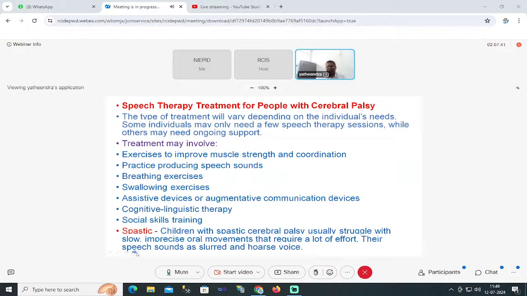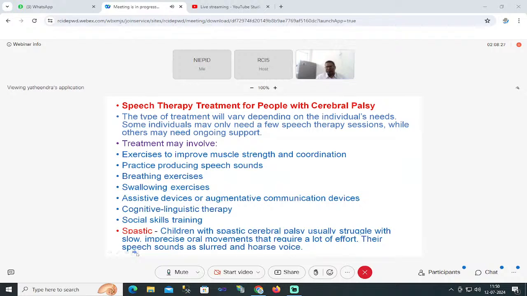Then swallowing exercises. Digital manipulation can be applied for swallowing exercises, and for persons with hypertonia, for example male children at adolescent age, who may speak with a high pitch or female pitch voice. That can be treated with digital manipulation as well as other techniques. Digital manipulation can also be helpful in swallowing.